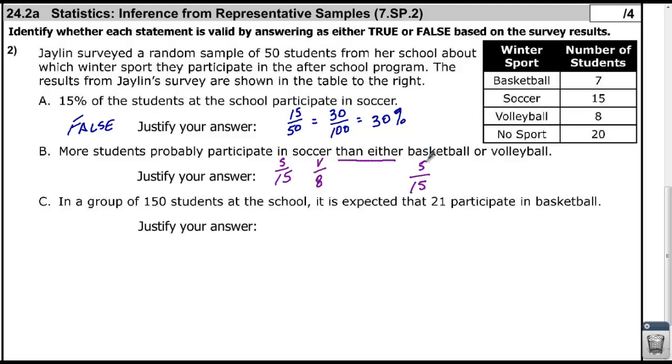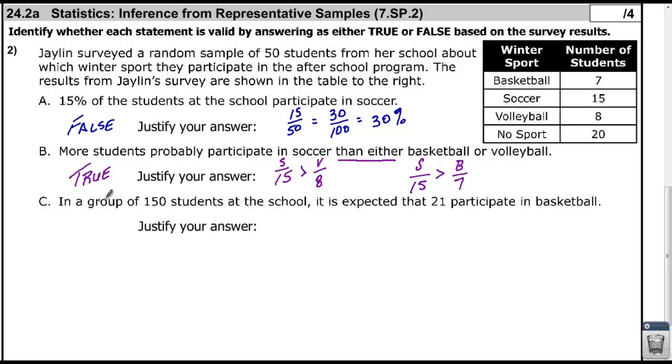You have, again, 15 that are soccer players. So soccer has 15. That S kind of looks like a 5. Let me fix that so we're not confusing ourselves. So it's an S. This was greater than the volleyball. And yes, that is greater than the 7 who participate in basketball. So this statement is true. Since our sampling shows a pretty high number of soccer versus volleyball and soccer versus basketball, we can figure that the sampling as a whole is going to show us that.